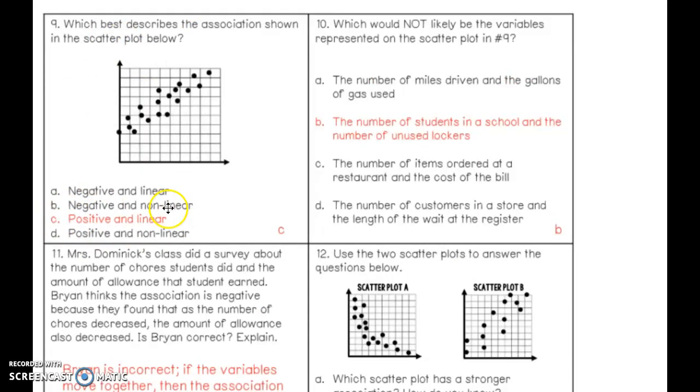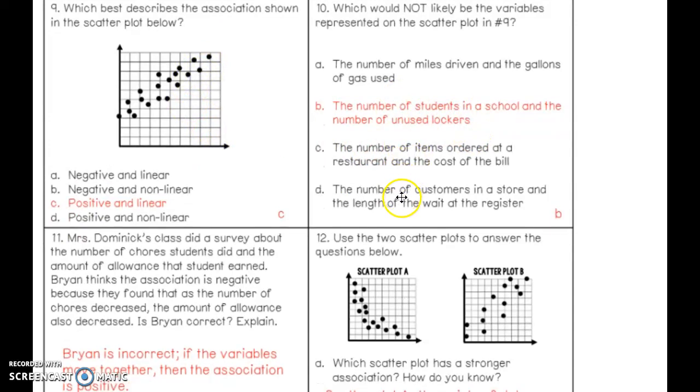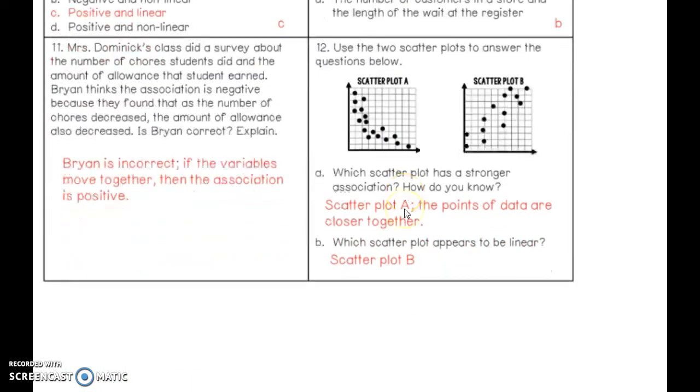On the back, you should choose option C. The points are headed uphill, so that's a positive relationship. It's also linear because they line up, which would not likely represent the situation. Choice B, because the number of students in school, as it increases, is not going to give you more unused lockers. It should give you fewer unused lockers. So that can't be the relationship being described.